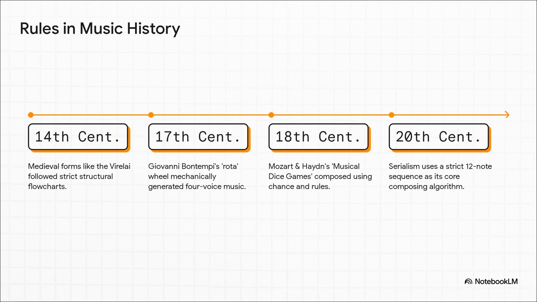And believe me, this isn't a new trend. This goes way back. You've got the 14th century, where those strict song forms we saw were basically musical flowcharts. Fast forward to the 17th century, and you have literal music-making machines. Then the 18th century, which gave us those famous musical dice games from guys like Mozart and Haydn, mixing chance with strict rules. And it doesn't stop there. In the 20th century, you get stuff like serialism, where an entire complex piece is built from one single 12-note sequence. That's the core algorithm.